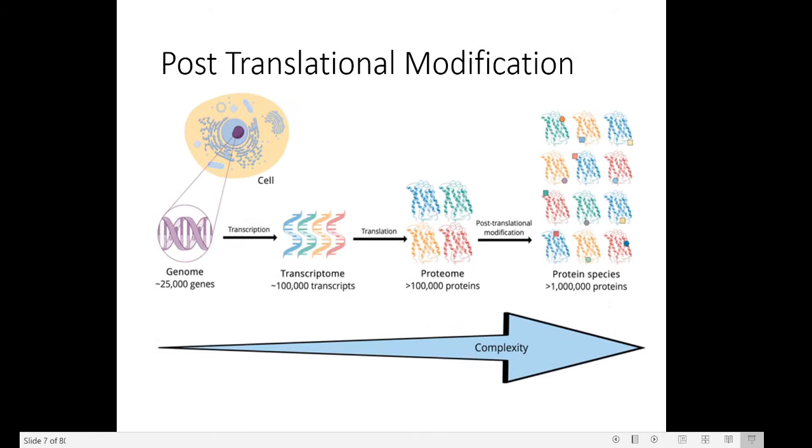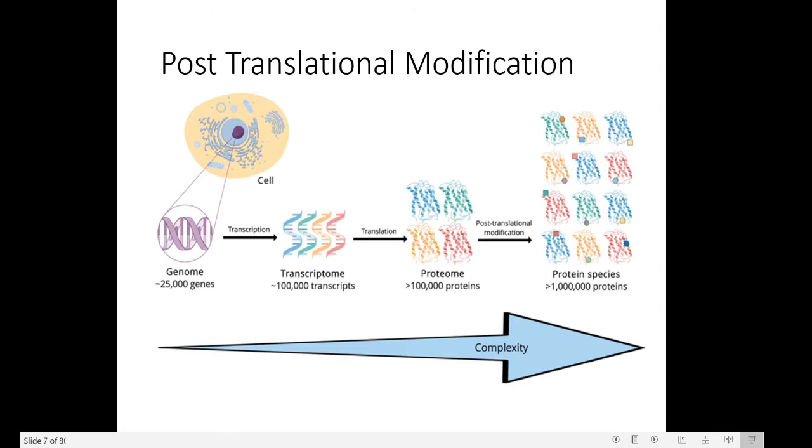Okay, after that another topic is post translation modification. Why is it important? Every genome has the transcription process, after which we receive the mRNA, and that mRNA undergoes the translation process to produce the protein.